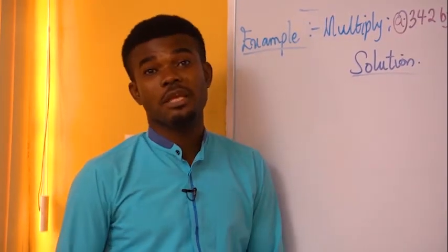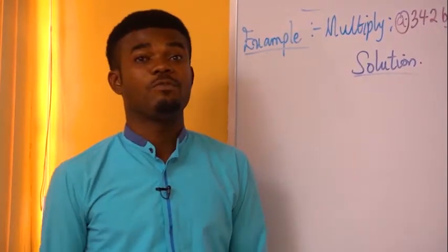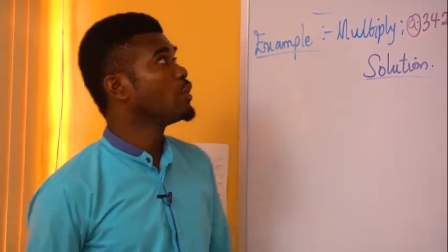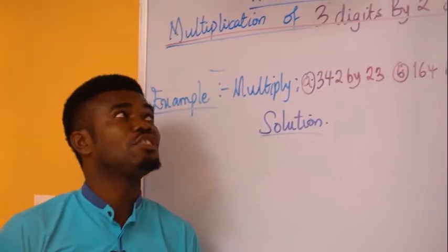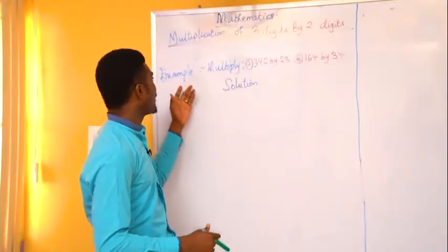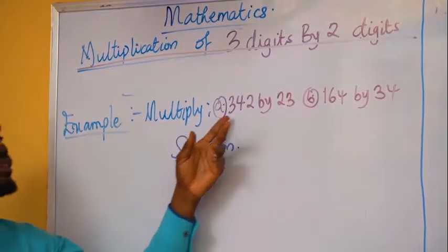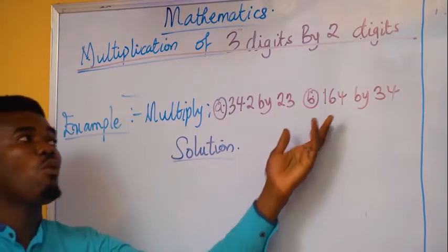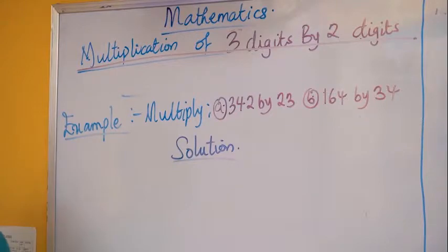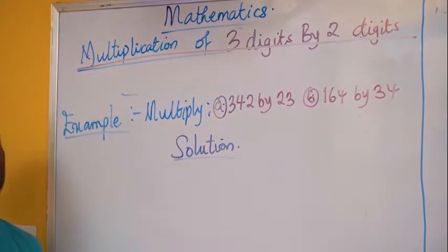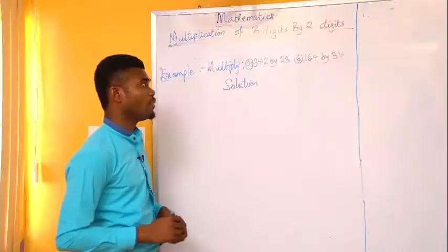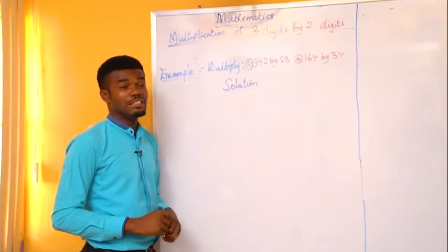We're going to continue our multiplication class today, but today we have a more advanced level of work to be done. So today we're talking about multiplication of 3 digits by 2 digits. The examples we have here say: A, multiply 342 by 23, and B, 164 by 34. To do this multiplication, we have to make sure that we appropriately write our place values of each number so that we can carry out the necessary work.